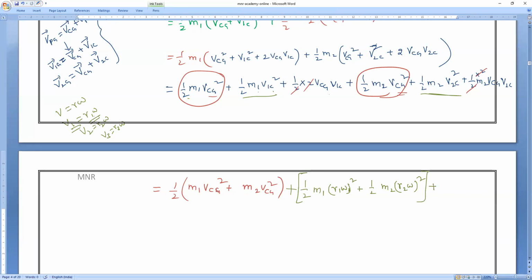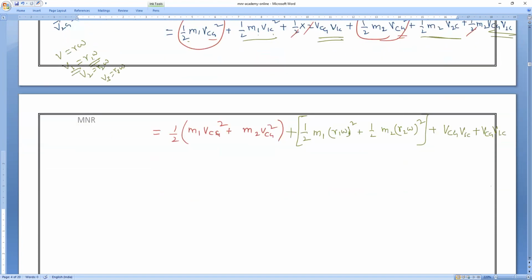Next, the remaining two terms are there. What are the two terms? This term and this term. Let me write exactly, then I will change it: VCG into V1C plus VCG into V1C. Okay, let it be this. Now you observe very carefully, you all can modify it. This one, this is V2G.